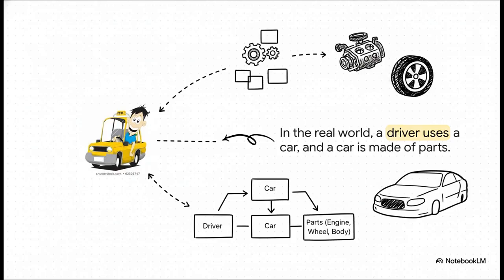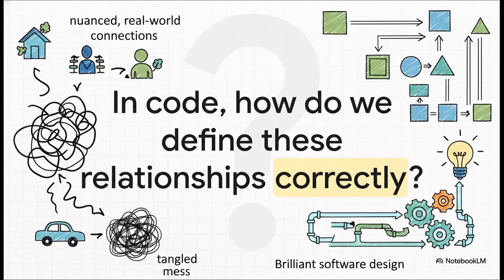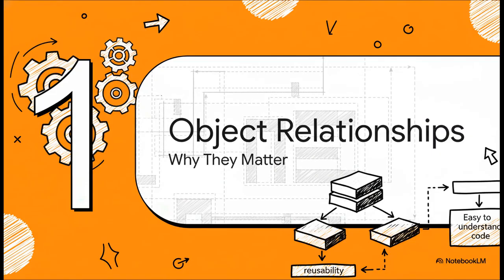But here's the million-dollar question. How do we take those real-world ideas and translate them into clean, functional code? Because if you get it wrong, you end up with a spaghetti mess. But if you get it right, that's the foundation of brilliant software design. And look, choosing the right relationship isn't just some academic exercise. This stuff directly impacts how reusable, how flexible, and frankly, how readable your code is. It's literally the blueprint for a solid application.